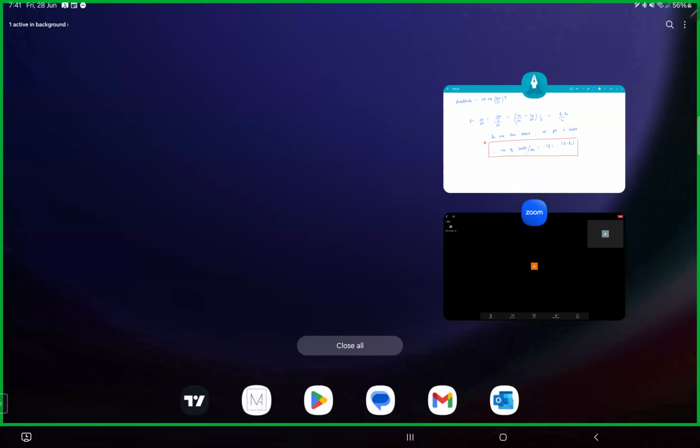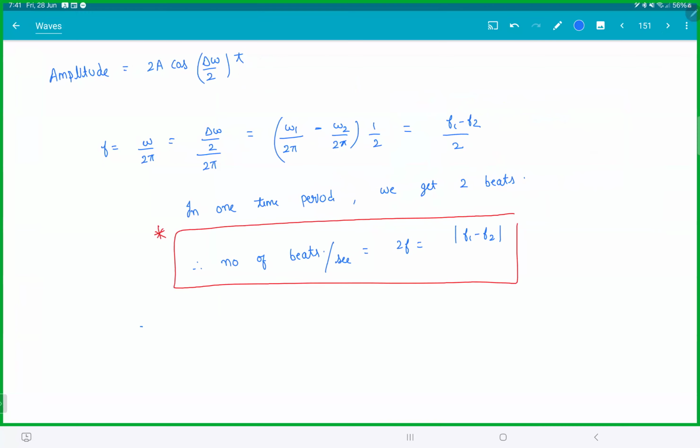So again, you have to be careful here. If the beat frequency exceeds 10, you can't differentiate. But machines can still detect. If the number of beats is greater than 10, humans cannot distinguish. You'll think it's a constant sound. Clear with this?